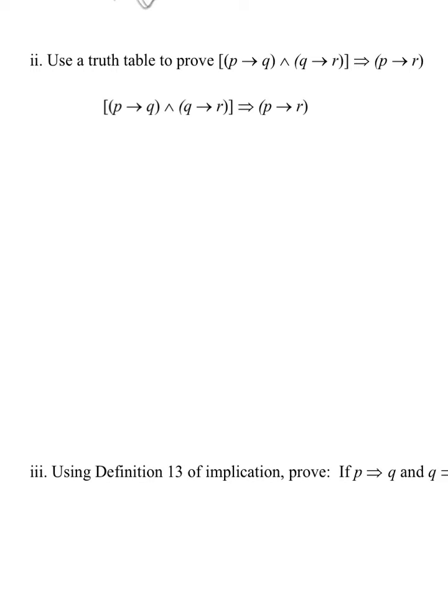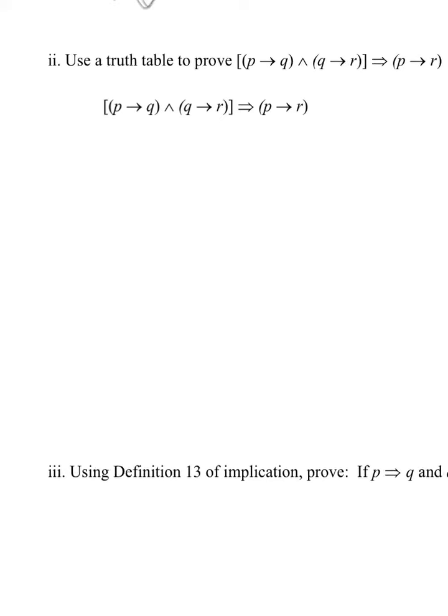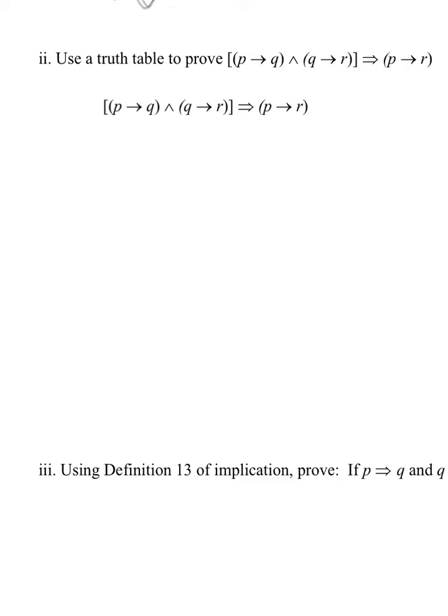Okay, so what this does is now we're asked to use a truth table to prove that P conditional Q conjunction Q conditional R implies P conditional R. Now we're going to have a name for this. Okay, this is a hypothetical syllogism, and we'll talk more about this in class. But right now we just want to see the truth table.